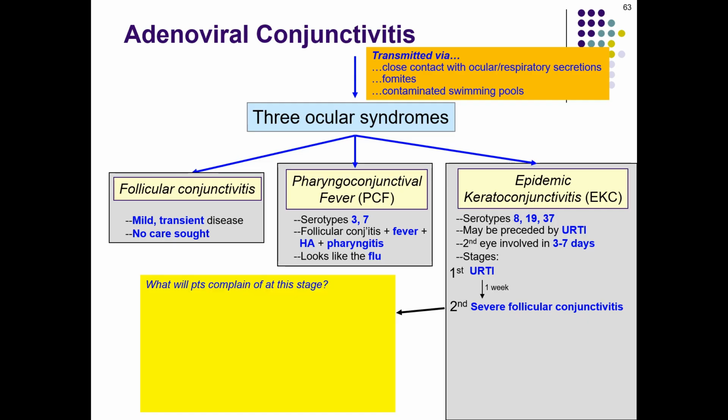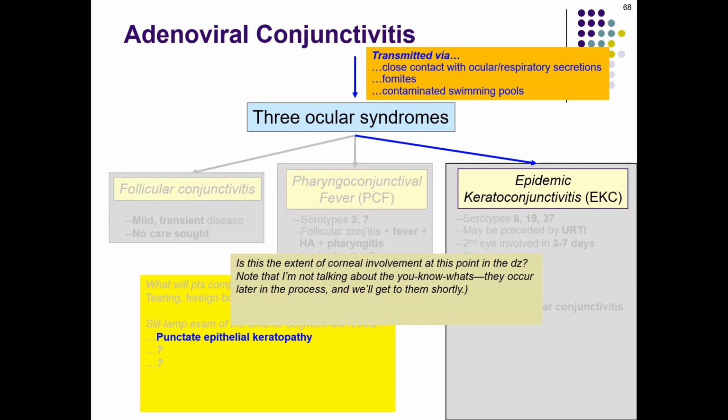And what will patients complain of at this stage? They will complain of tearing, foreign body sensation, and photophobia. And the slit lamp anterior segment examination will reveal punctate epithelial keratopathy. And is this the extent of corneal involvement at this point?